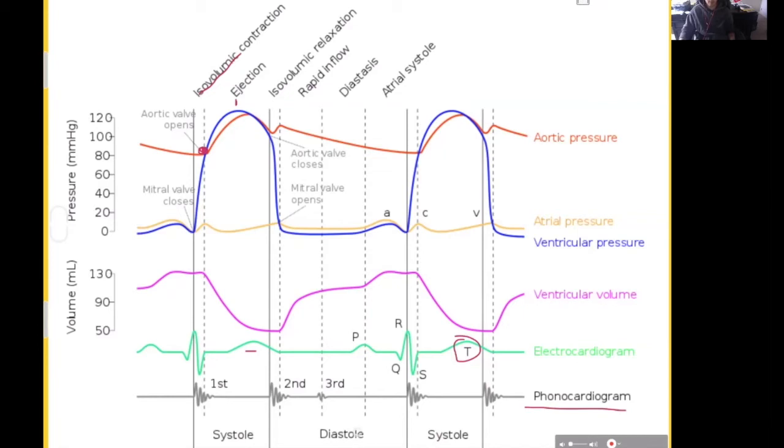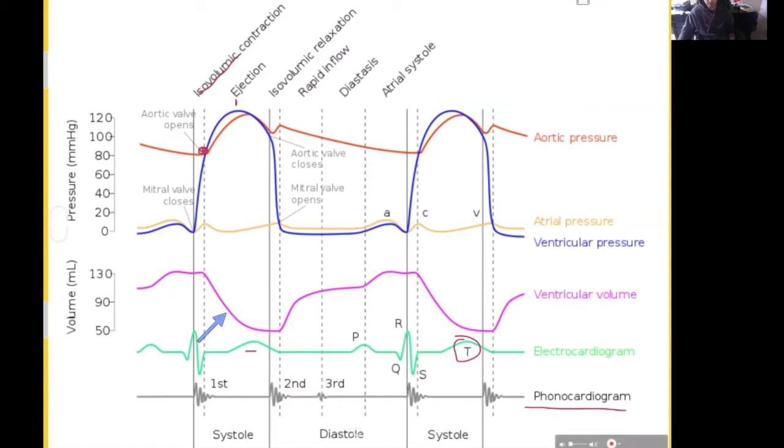But since the aortic valve is still closed, has not opened yet, there's no change in volume. Now, as soon as that valve opens, as we see right here at the end of the isovolumic contraction, we get a rapid loss of blood. So we get a rapid ejection and a decrease in blood volume, as you can see over here.